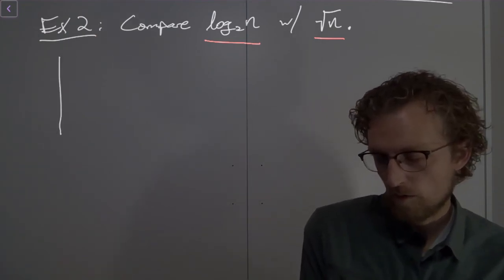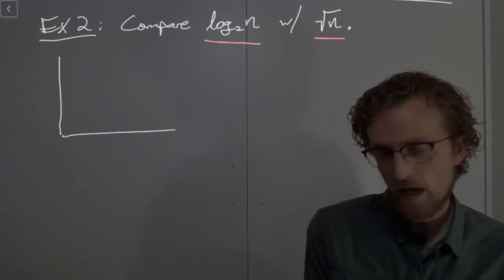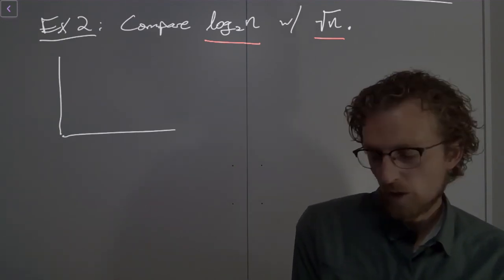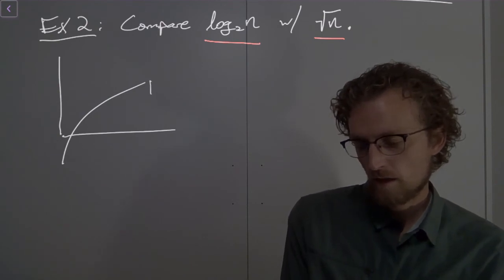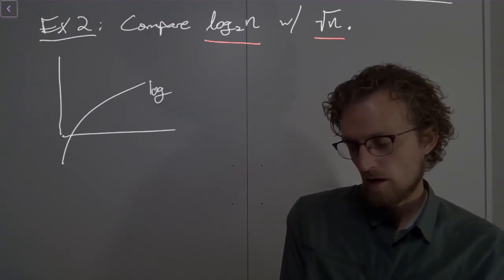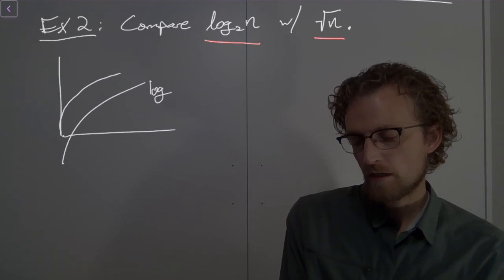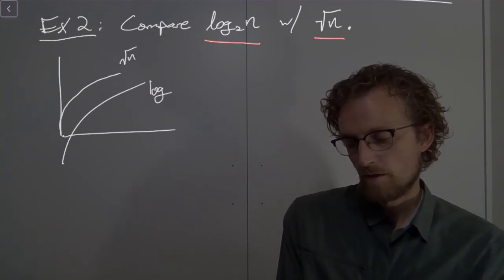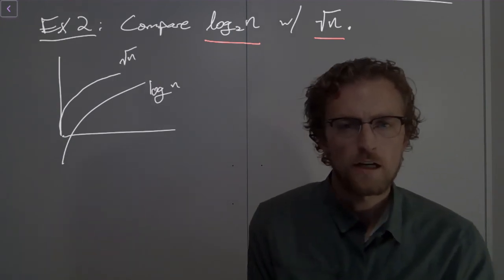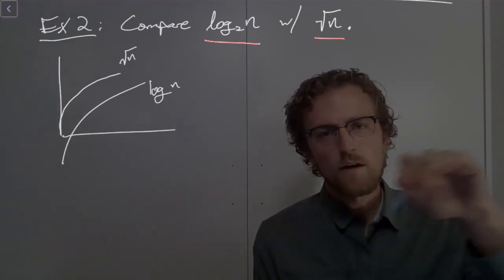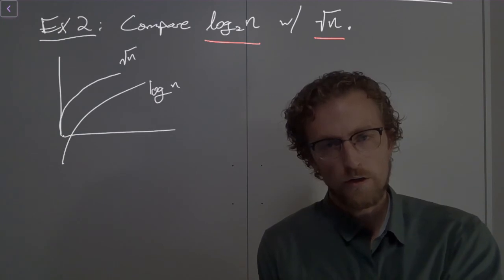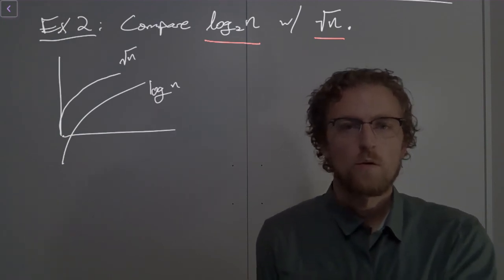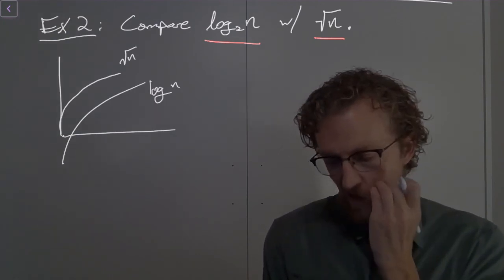So, if you sit down in PyPlot or something like that, or Excel or whatever you like, and plot them, the log n looks like this. So this is log. Square root of n looks like this. And so they both have this concave shape, and it's not clear just from the first couple points which one is going to grow faster. So how can we check?